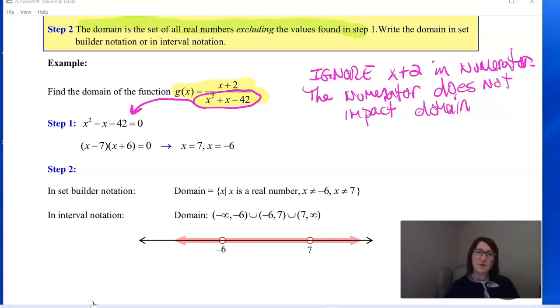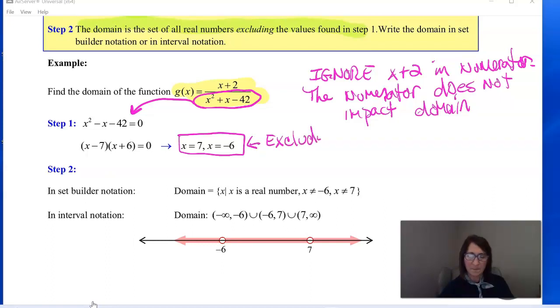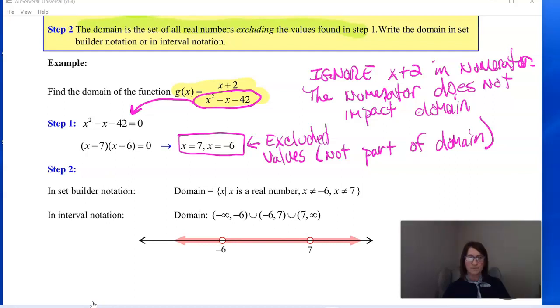So we're going to take this denominator and set it equal to 0. Then we factor that trinomial and get x minus 7, x plus 6 equals 0. We use the zero product rule to find that x is equal to 7 and x is equal to negative 6. So these are the excluded values. In other words, they are not part of the domain because they're going to create a 0 in the denominator, and that makes it undefined.